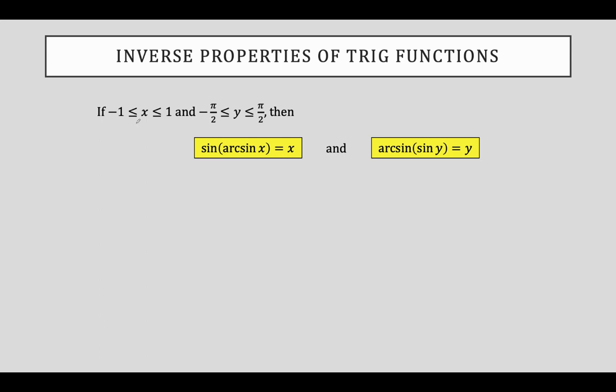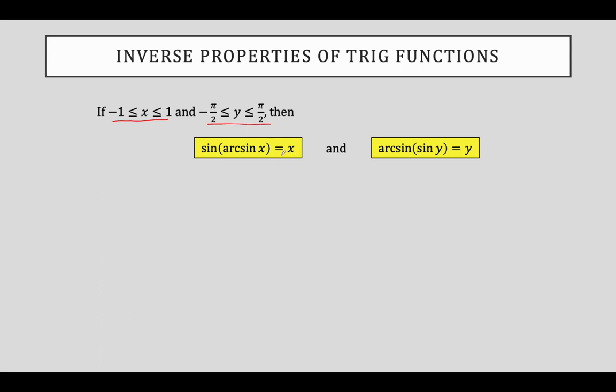If -1 is less than or equal to x, which is less than or equal to 1, and negative pi over 2 is less than or equal to y, which is less than or equal to pi over 2, then the sine of the arcsine of x is equal to x, and the arcsine of the sine of y is equal to y. Notice, taking the sine of inverse sine, those are inverse operations of each other, and inverse operations cancel out. The arcsine of sine y, again, we are taking inverse operations, they cancel each other out, and leave us with y.